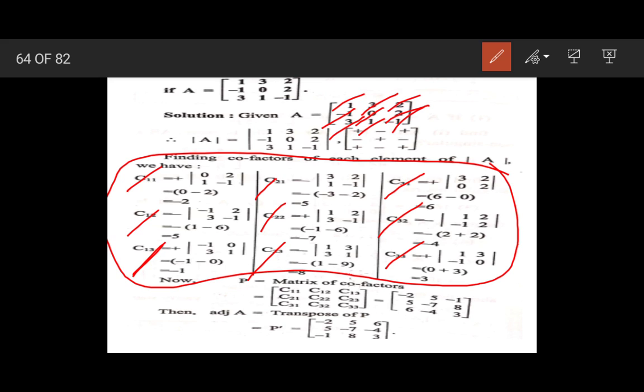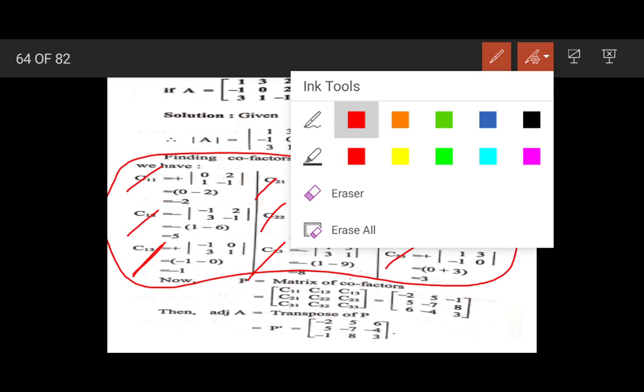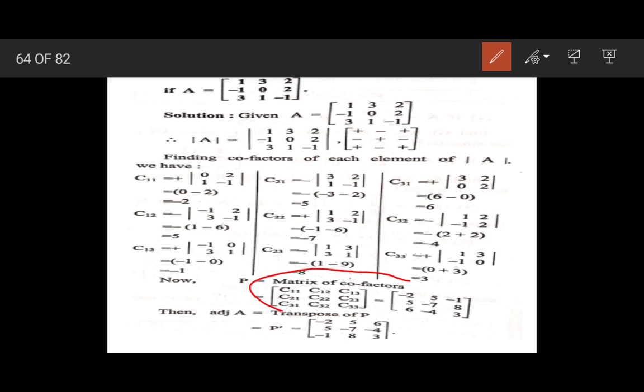So find all the cofactors. After finding cofactors, write the cofactor matrix, and then the adjoint of a matrix is nothing but the transpose of the cofactor matrix. So that means P dash.